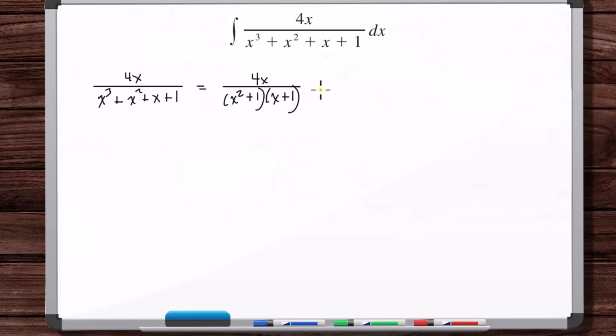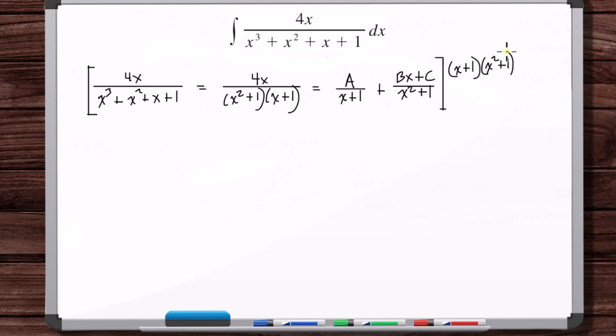Okay, and that is fully factored. We've got a quadratic factor and a linear factor. We can't go any further. So let's start with the linear factor to the first power, so x plus 1. Now the quadratic factor to the first power, bx. There we go. So now let's solve for a, b, and c.